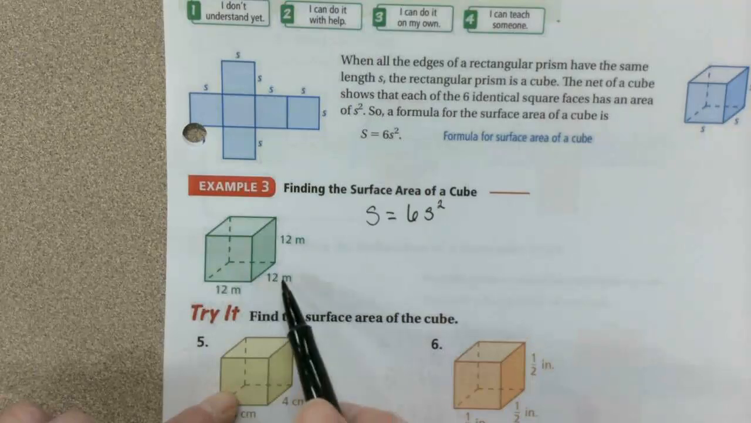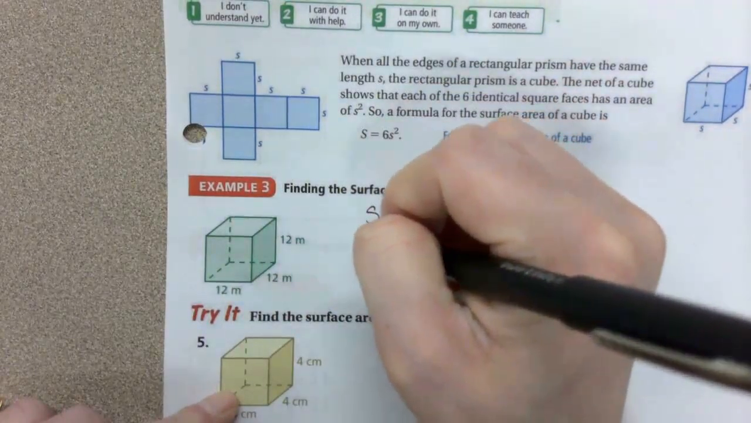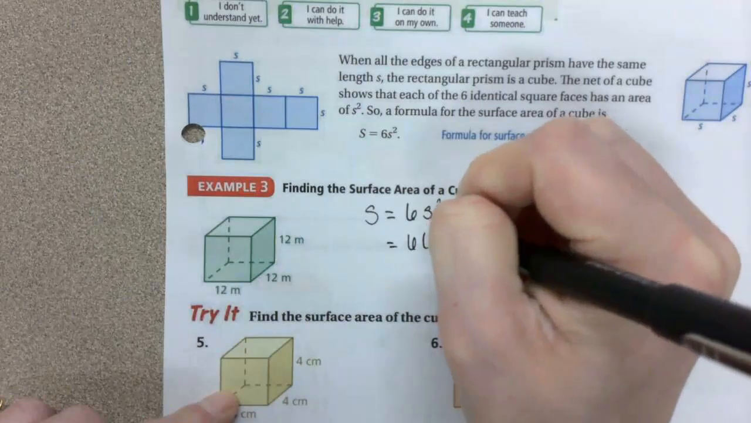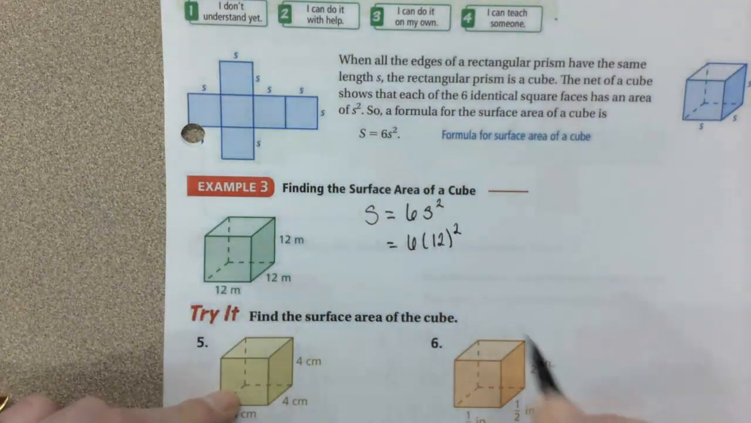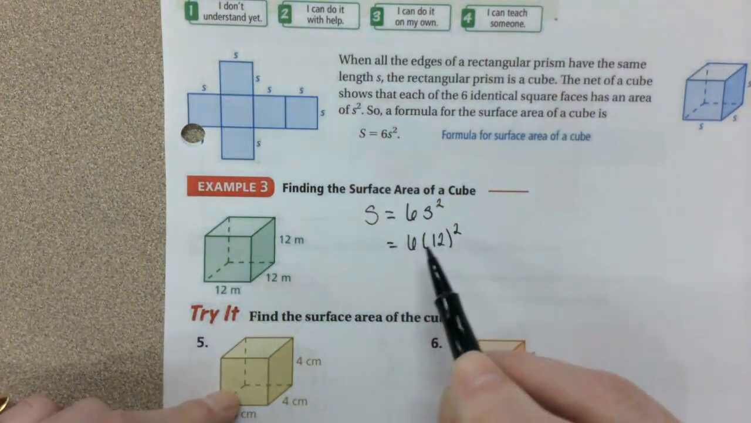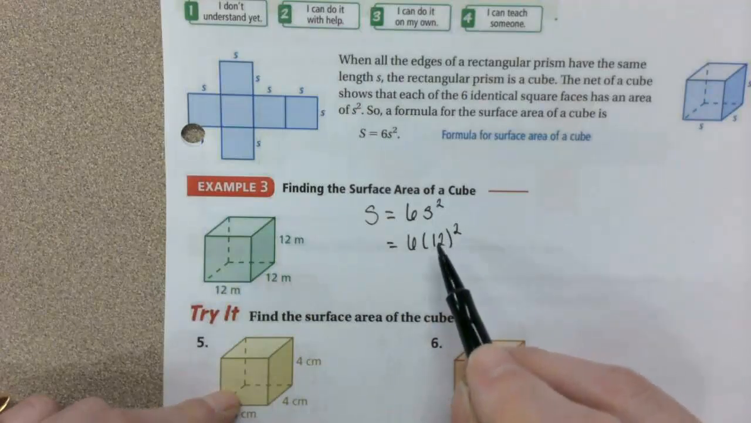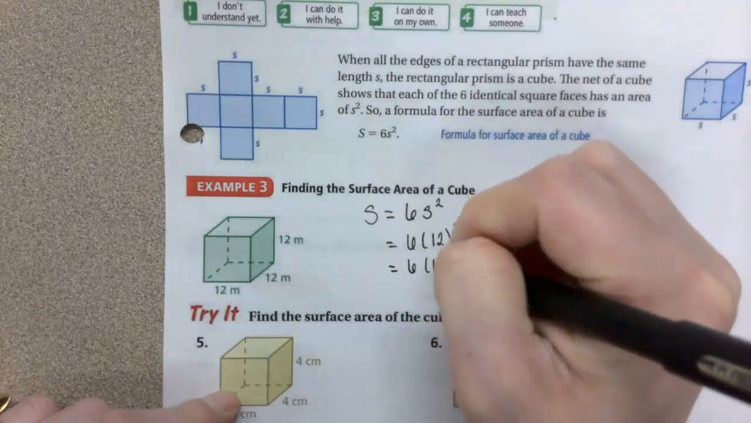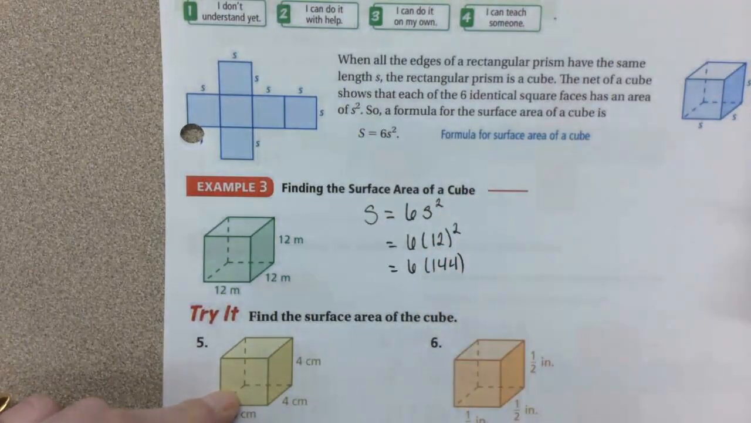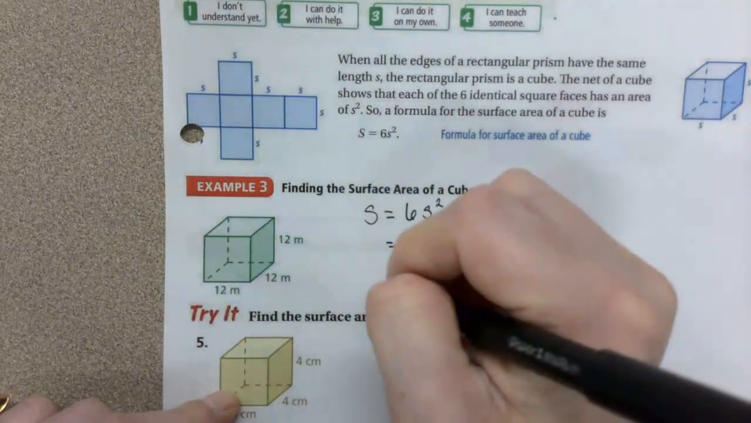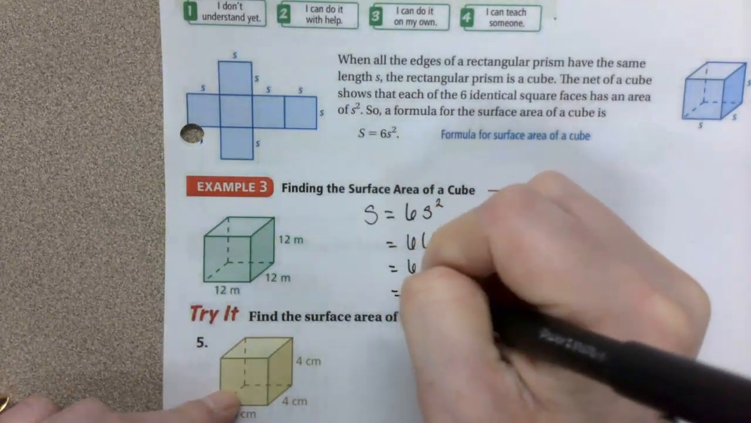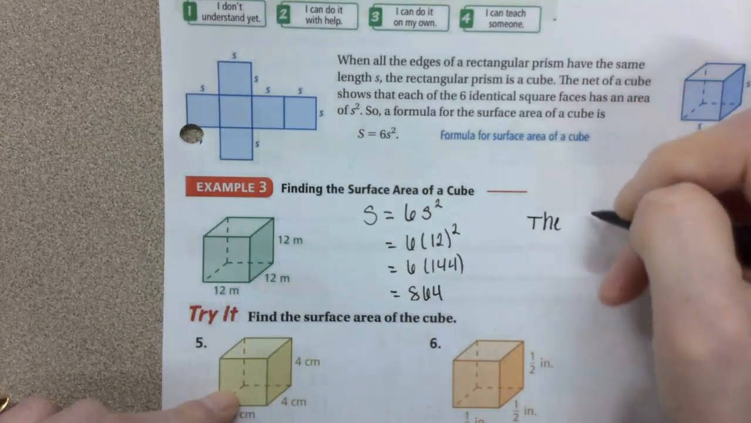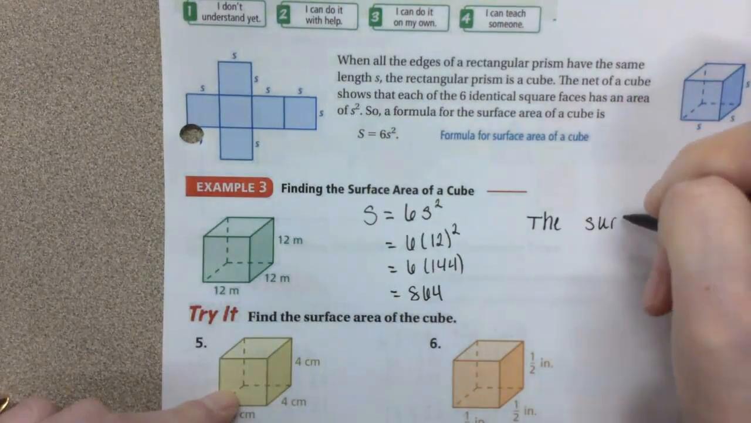So for this one, the side length is 12. So 6, I'm going to put the 12 in here. So don't do 6 times 12 first. Make sure you do your exponent first, 12 squared. So that becomes 144. Then we would do 6 times 144. So the surface area of this cube is 864 meters squared.